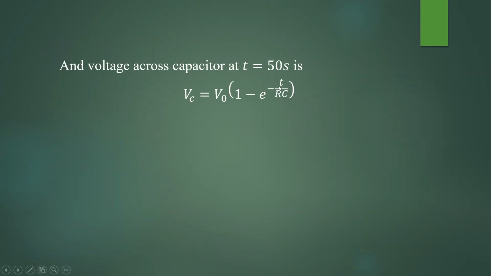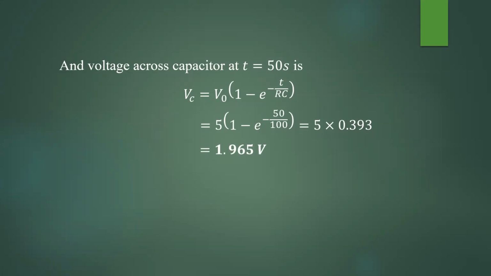Then t is 50 seconds. What is the value of RC? It is 100 seconds. Now you can calculate. Substitute: V naught is 5 into 1 minus e to the power minus 50 by 100. Already we have calculated in the previous step that 1 minus e to the power minus 50 by 100 is 0.393. Then multiply it with 5. What will be the answer? It is simply 1.965 volts. That is the voltage across the capacitor at 50 seconds.